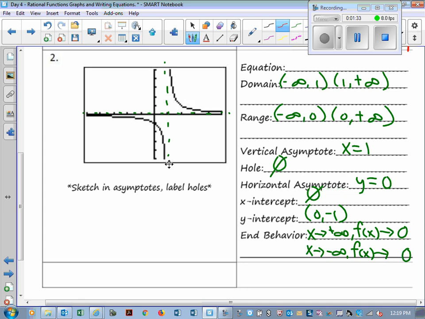Now, our function. Let's start with our vertical asymptote. What is the vertical asymptote going to give us? X minus 1. The denominator here, right? What am I going to have here for my denominator? X minus 1. Okay.